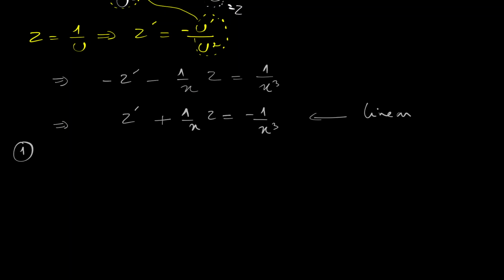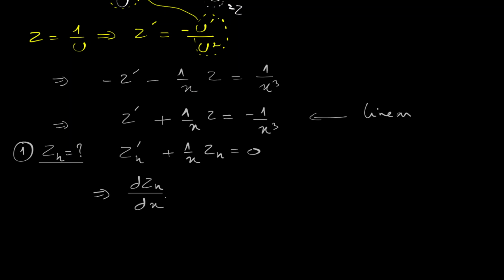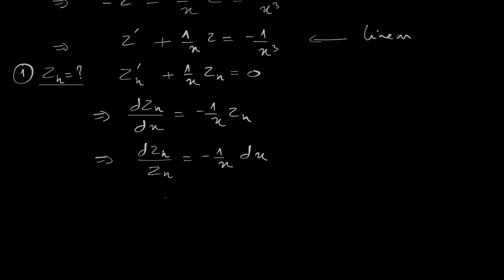Now we have to find the homogeneous solution of this equation. We can write it in this form. Then separating the variables, we get this. By integrating both sides, we obtain the logarithm of z equals minus the logarithm of x plus a constant k.